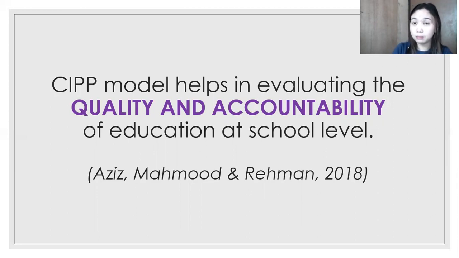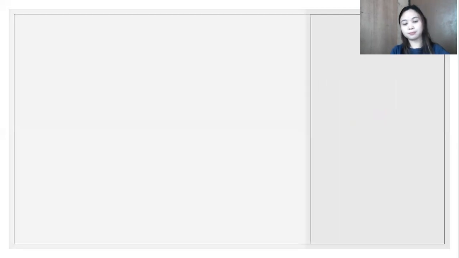According to Stufflebeam in 1971, the CIPP model helps in both internal and external evaluations, helps in evaluating the credibility and accountability of education, and assists the evaluator and staff in decision-making. Thus, without context, input, process, and product evaluation model, we cannot highlight the errors, weaknesses, or strengths of the educational system which may lower its effectiveness.